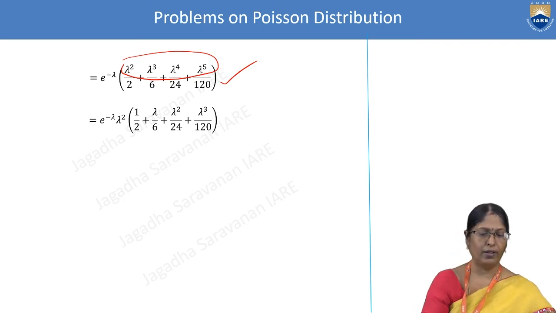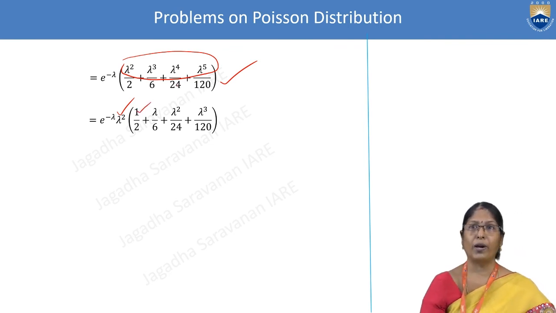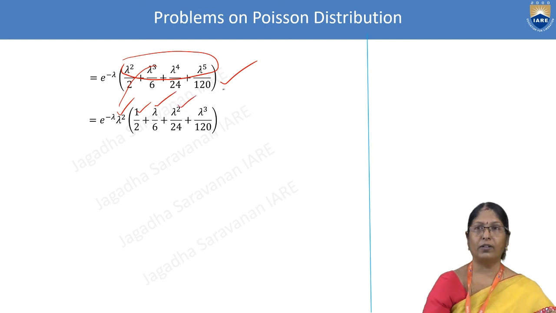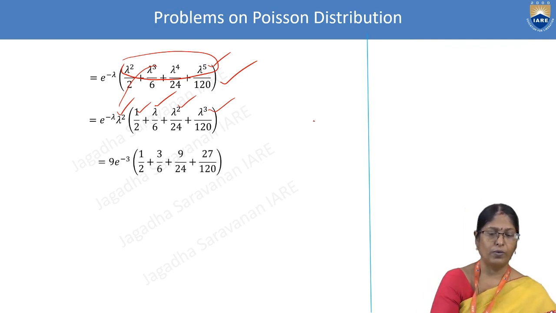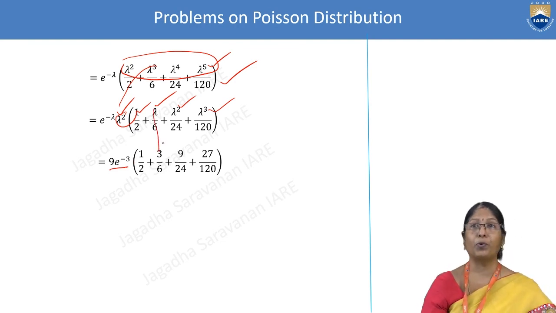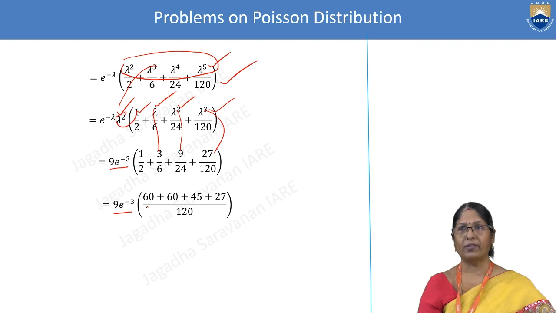We can take it as common, so it is kept out. Here the remaining is, the first one, 1 by 2. From lambda cube, lambda square has come out, so lambda. The third term, lambda power 4, is reduced to lambda square. The last one, lambda power 5, is reduced to lambda cube. Now we substitute lambda as 3. So 3 square is 9, e power minus 3. Here lambda square is 3 square, 9, and lambda cube is 27. So 9 into e power minus 3, and for this 120, we have taken the LCM.